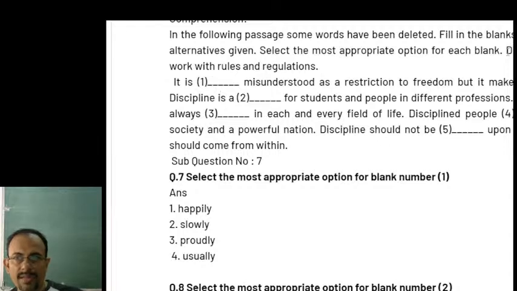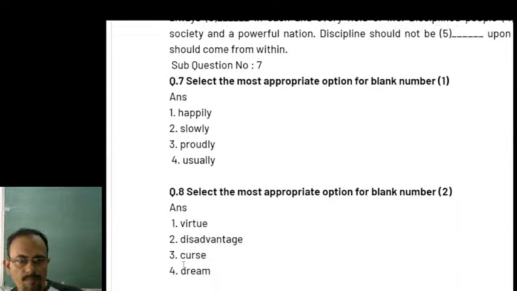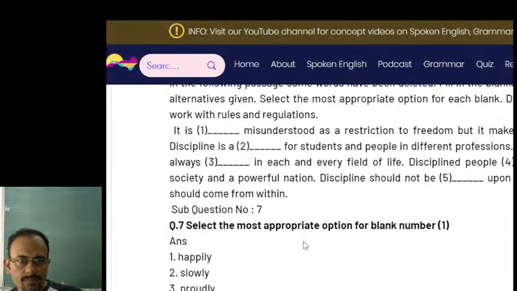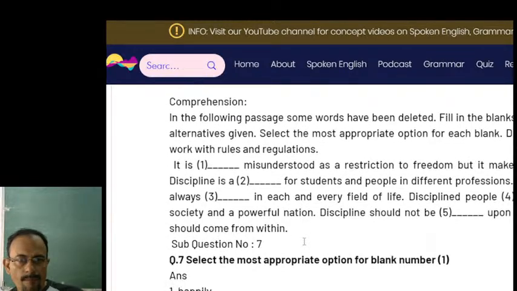What is this? This is discipline. Discipline is doing any work with rules and regulations. So it here refers to discipline. Discipline is usually misunderstood as a restriction to freedom, but it makes our life organized. Discipline is a dash for students. So discipline is a virtue, disadvantage, curse, dream. Which one do you think? Discipline is a dash for students. Blank number two.